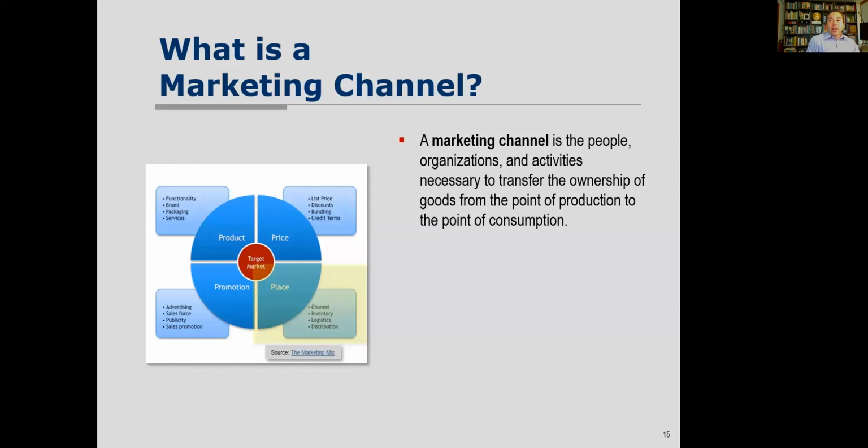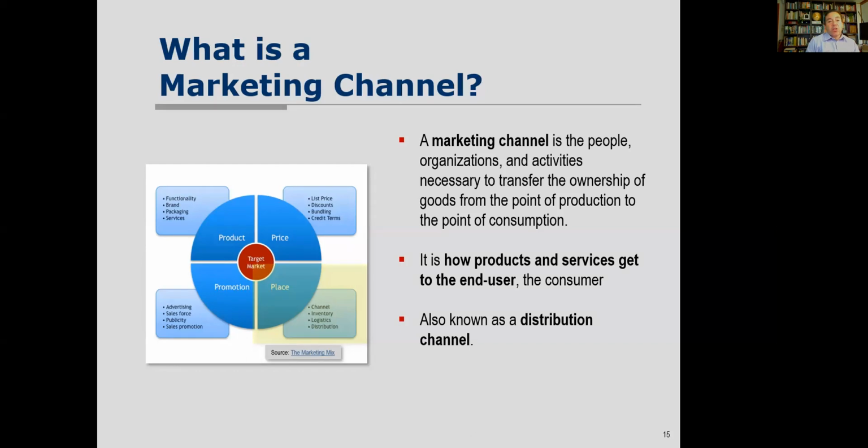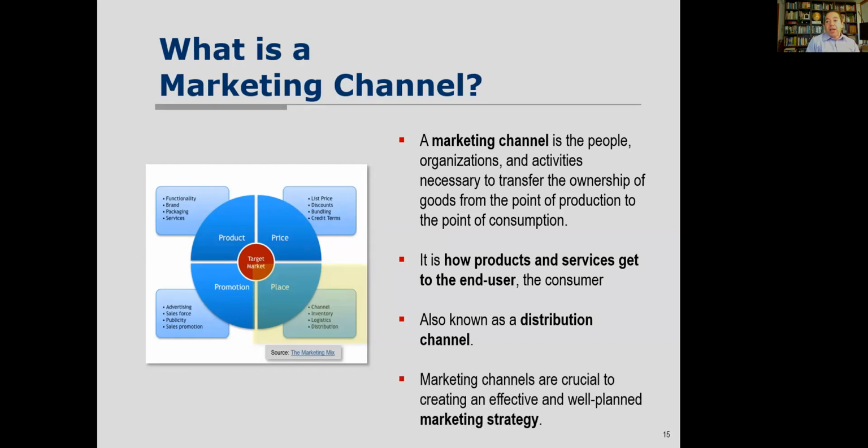So in summary, a marketing channel is the people, organization, processes, and activities necessary to transfer the product or service from the company essentially to the point of consumption. It is how products and services get from the manufacturer or the source to the end user or the customer. Another way to think of it is as a distribution channel. And as I emphasized, marketing channels are crucial for an effective and well-planned marketing strategy. So in your marketing plan, you need to really establish what is going to be our marketing channel. So if you want to set up a chicken and beer franchise in Korea, we call it chimek, as some of you may know.